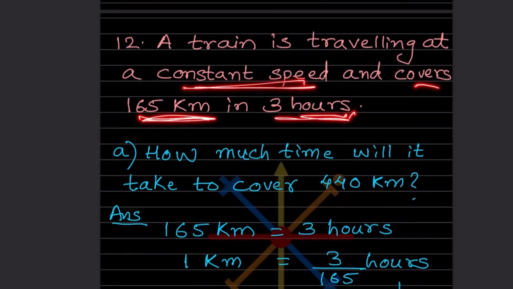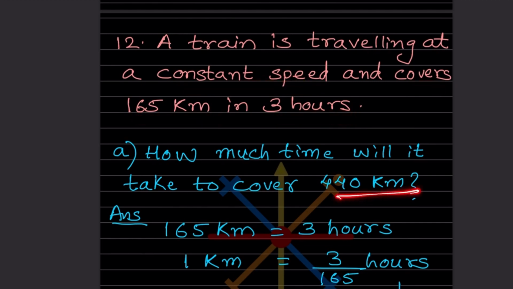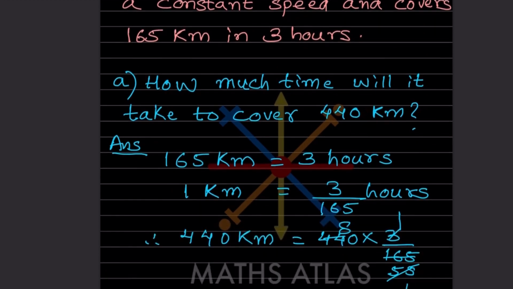hours. Okay, now look at here. How much time will it take to cover 440 kilometers? So now look at this one. That is 165 kilometers in 3 hours. So first thing, let us see for 1 kilometer. So again you are going to cross multiply. 3 will go in the numerator, and this is alone. We don't know how many hours for 165 kilometers, how many hours does it take. So 165 will be in the denominator.